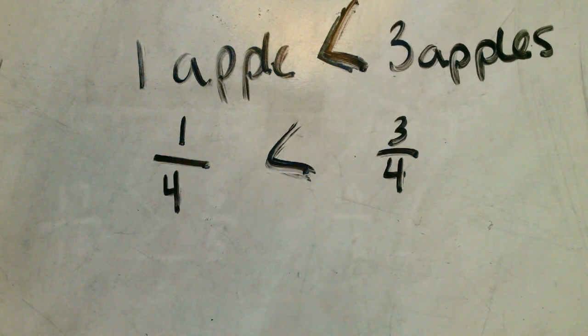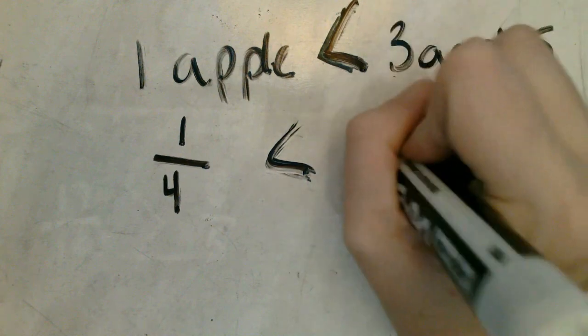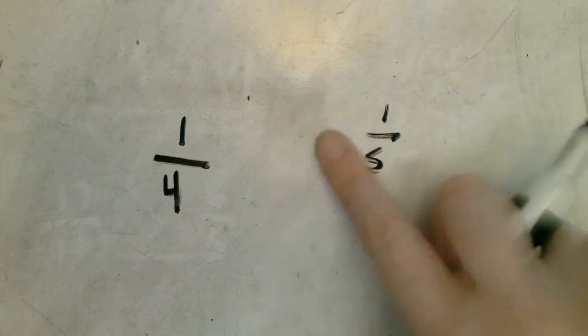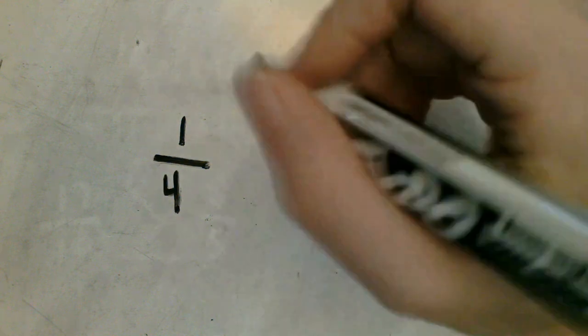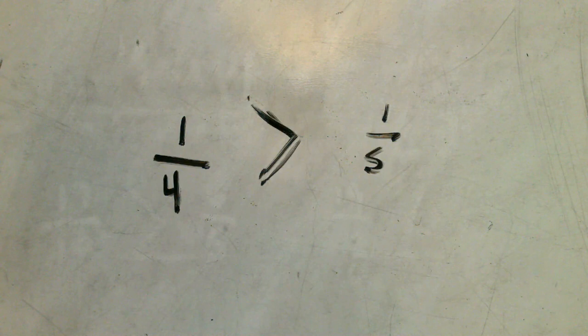Let's think about this. Which is greater, 1/4 or 1/5? Now this is different because I changed the units. 1/4 is bigger than 1/5. There's multiple ways we can know this.